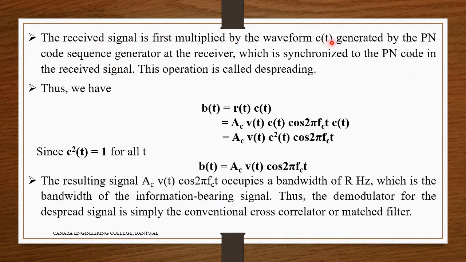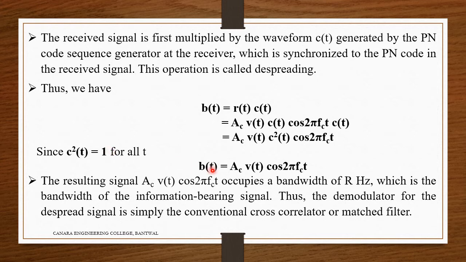The received signal is first multiplied with the waveform C of t generated by the PN code sequence generator at the receiver, which is synchronized to the PN code in the received signal. This operation is called despreading. What we did as spreading in the transmitter, we are removing back as despreading. Thus we have B of t equal to r of t into C of t. So the received signal r of t is multiplied with C of t. What is happening? Ac V of t cos 2 pi fc t, which we got from what we sent from the transmitter, is multiplied with C of t. So C squared of t becomes 1 for all t. That is, when we multiply, the PN sequence nullifies and it becomes 1.